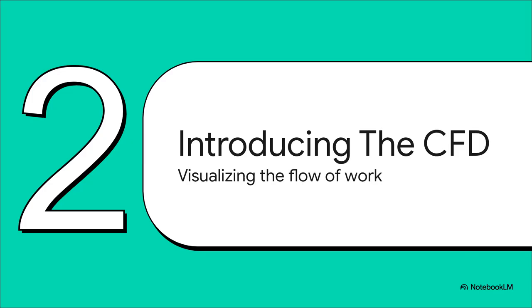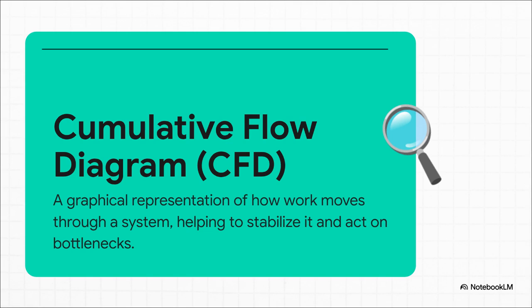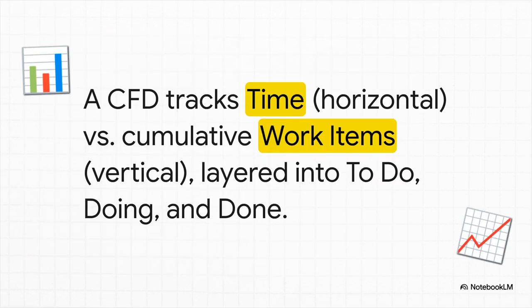Okay, so if we're supposed to manage the workflow, how in the world do we actually do that? Well, Caroli introduces this simple yet incredibly powerful tool that gives us the clear picture we need. It's called a Cumulative Flow Diagram, or CFD for short. And you can think of it like a map of your work process. But here's the thing. It's not just a static report card of what you've done. Think of it more like a living, breathing EKG that shows you the health and the rhythm of your entire system in real time.